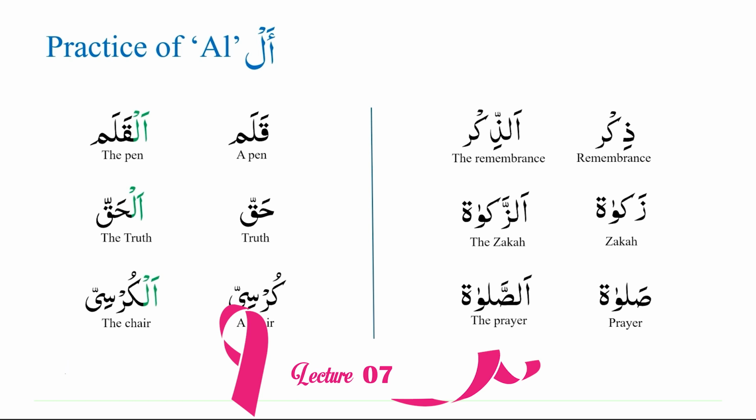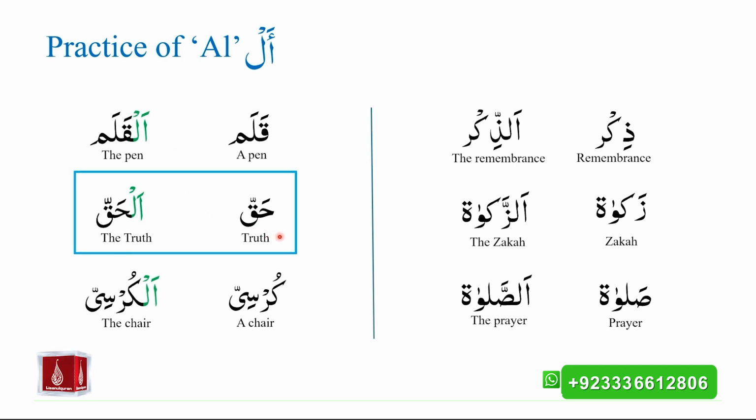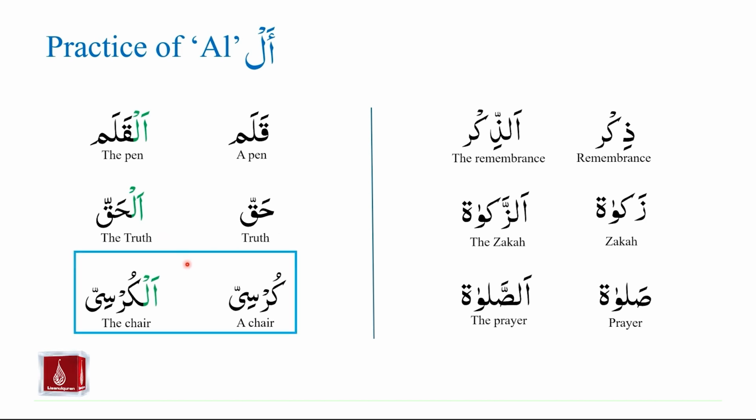Let's do some practice of the use of al. The first example is qalam. Qalam means a pen, and the addition of al to qalam makes al-qalam or the pen. The next word is haq, which means truth, and the addition of al to haq makes al-haq or the truth. Kursi is the third example, which means a chair, and the addition of al to kursi makes al-kursi or the chair.